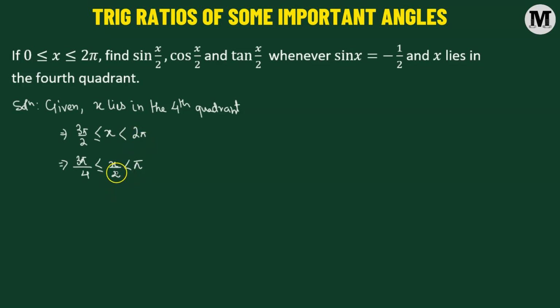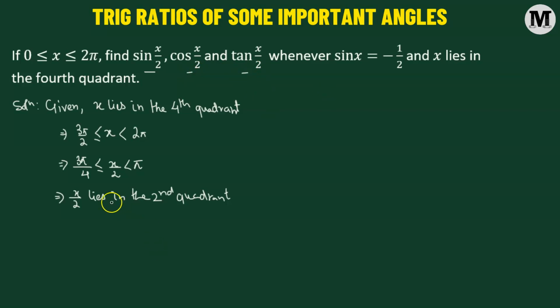So it tells us that the value of x over 2 lies between 3 pi over 4 radians, which is 135 degrees, and pi radians, that's 180 degrees. This simply tells us that the angle x over 2 lies in the second quadrant. So that's a piece of information, and this particular information is going to help us determine the sign of these three trig functions.